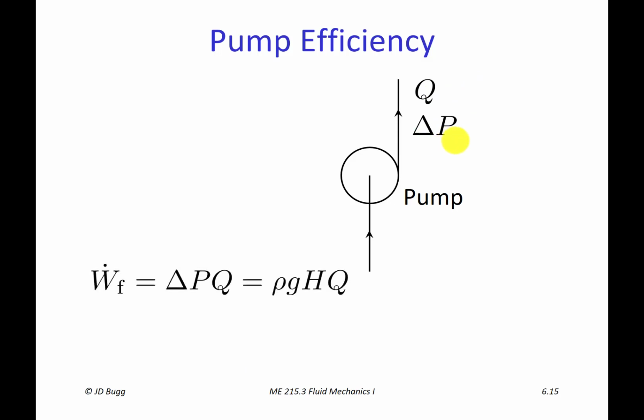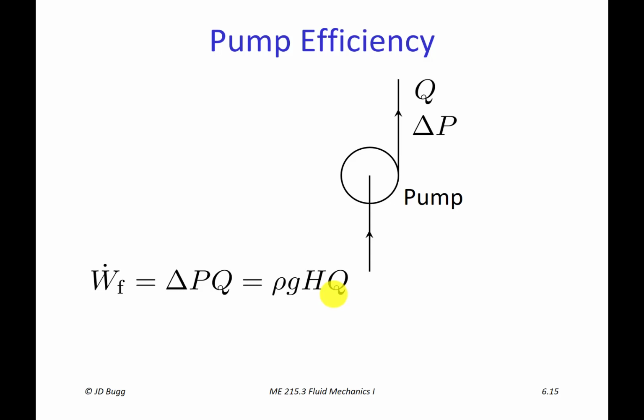So we call that W dot F, the F standing for fluid. So the work rate done on the fluid is the pressure change across the pump times the volume flow rate through the pump. And of course this pressure change can be represented by a head, so rho g HQ. So that's the W dot F.